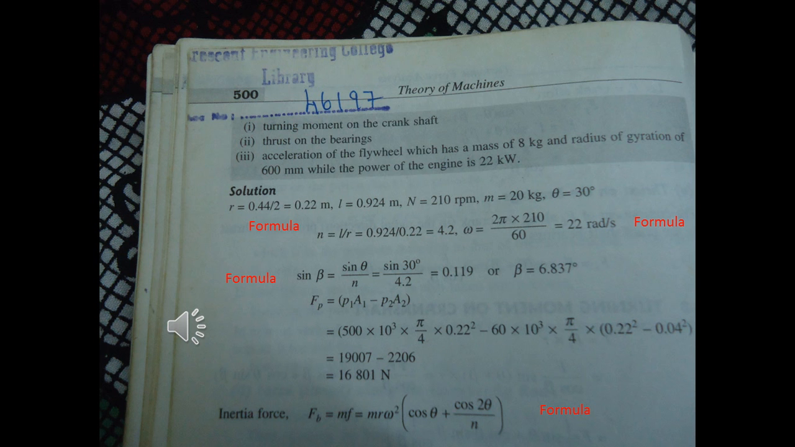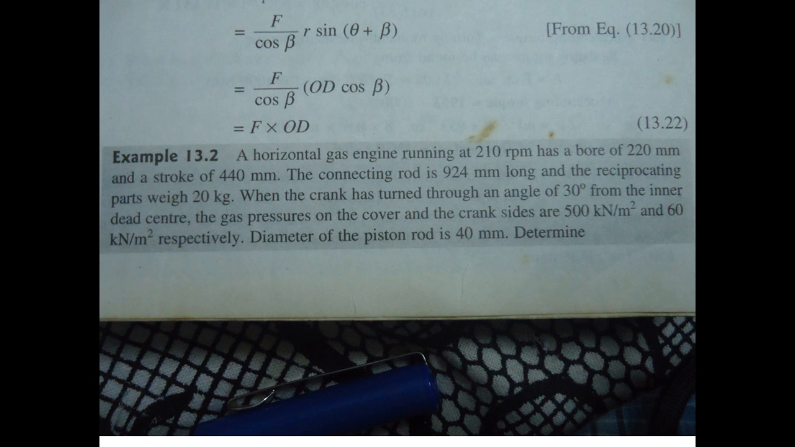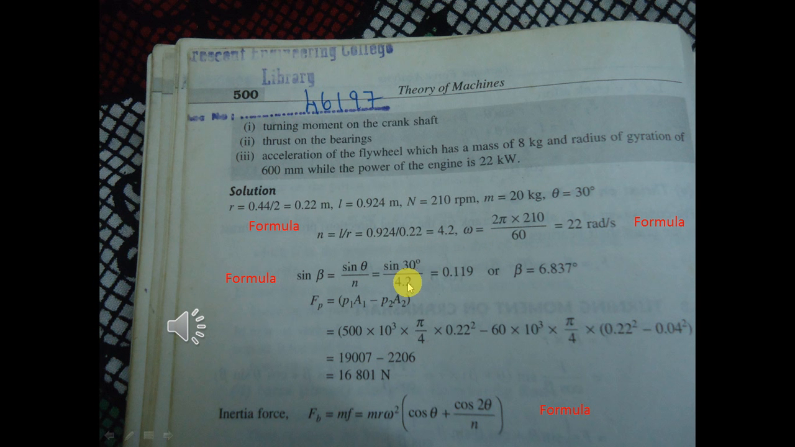We have so many formulas. I have identified around 17 formulas which I gave you during the class hours. And you have some simple problems which are totally based on formulas. You have a horizontal gas engine running at 210 rpm. It has a bore of 220 mm and a stroke of 440 mm. All the given data may be substituted in the formulas, and you will be able to determine the turning moment of the crankshaft, thrust on the bearings, and acceleration of the flywheel, totally based on formulas. If you go through these problems, they will be very self-explanatory. I don't need to elaborate further.